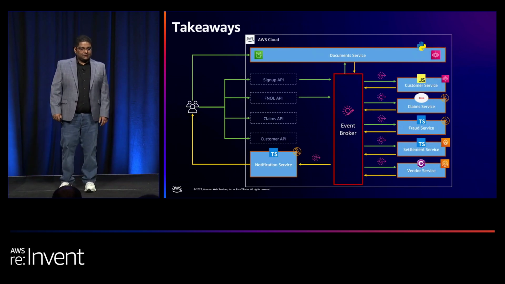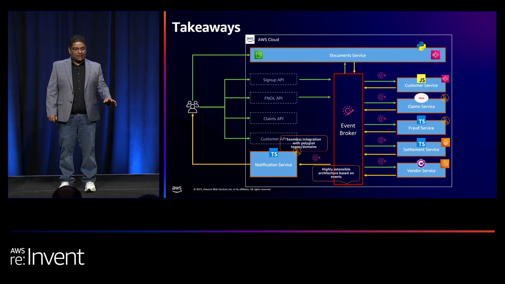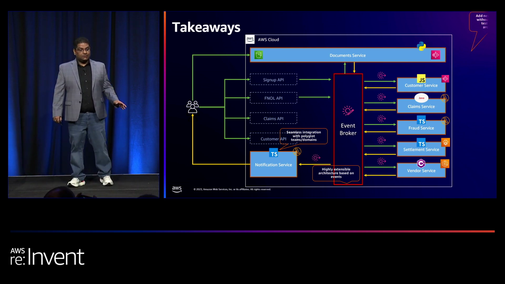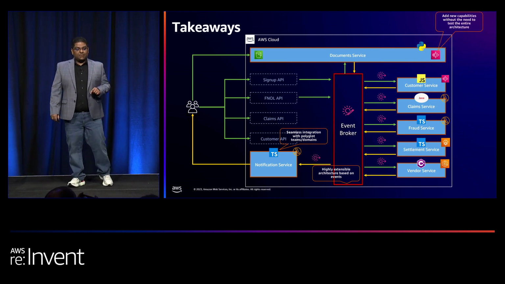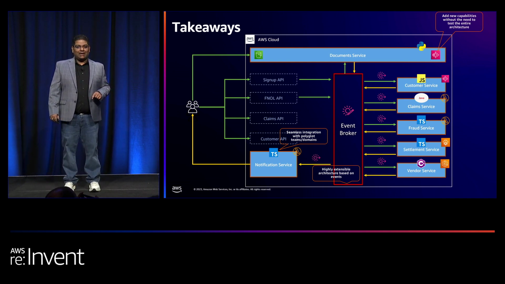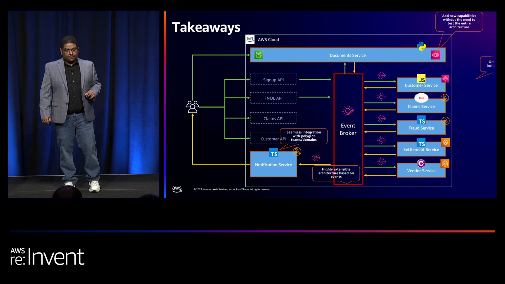So the biggest takeaways is you have a highly extensible architecture based on events. You have seamless integration with polyglot teams and domains. You add new capabilities without the need to test the entire architecture. So if I want to add any generative AI capabilities to my step functions in document service, I can very well do that without touching any other domains.